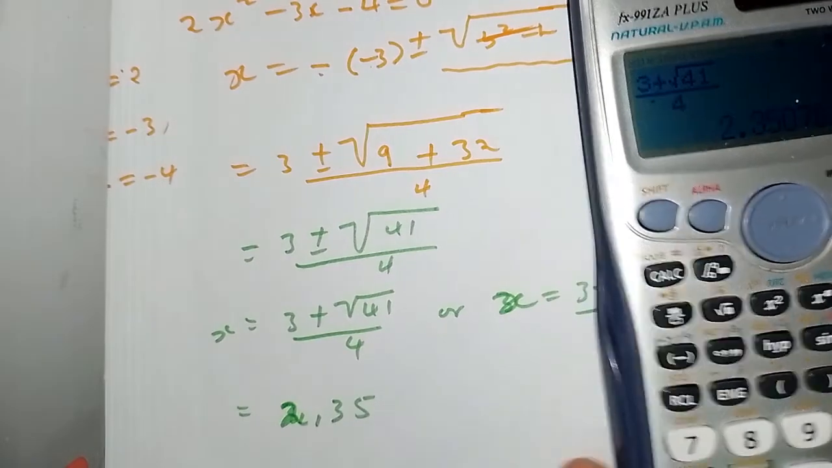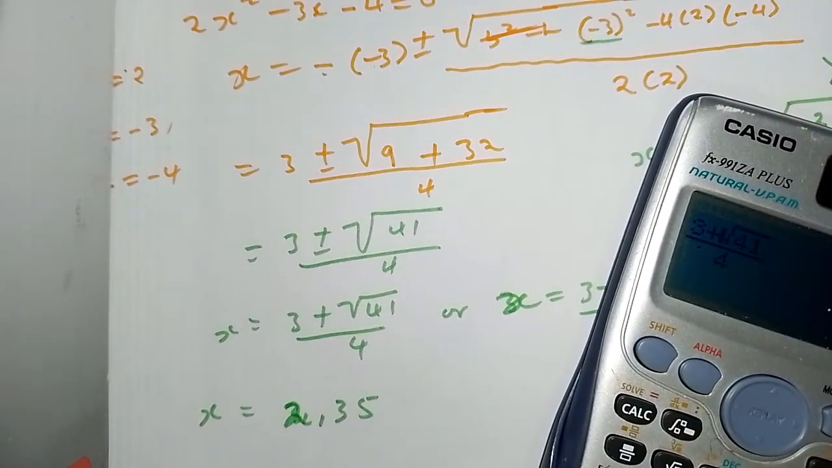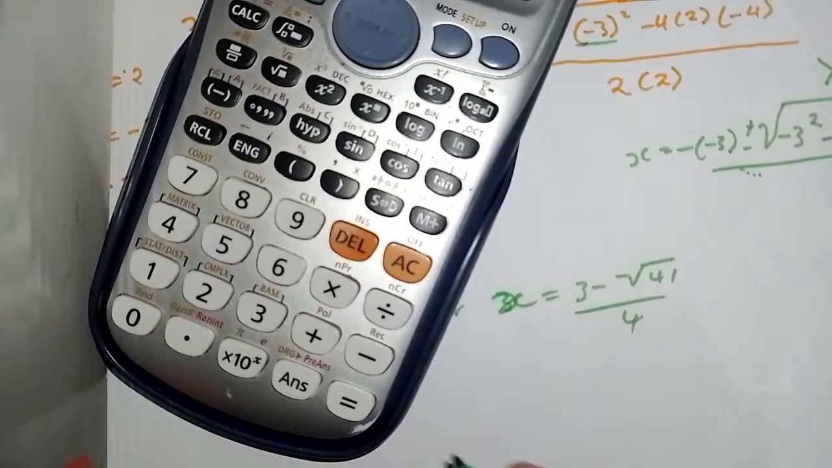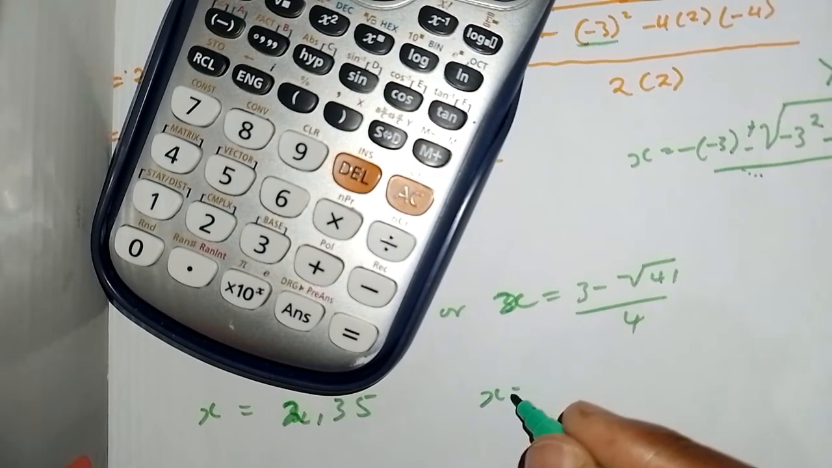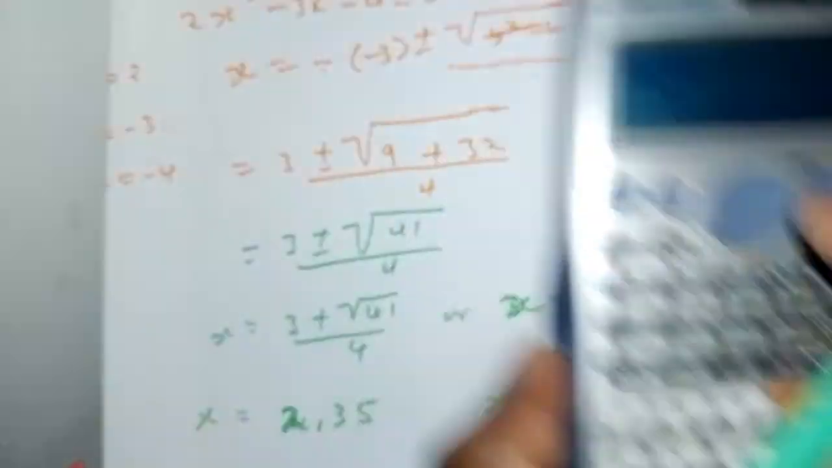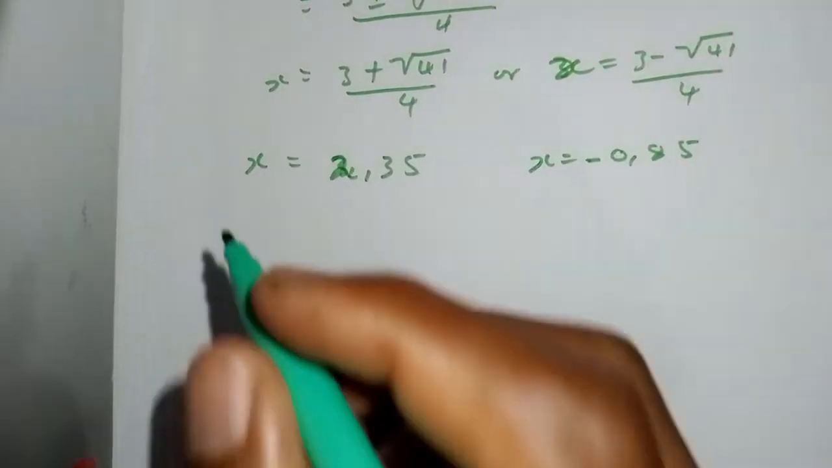2.35. Then this is the first value of x. The second value, change this to negative. Then this is going to be 0.85. X is equal to negative 0.85. There. Then let's take another question that requires us to use the quadratic equation.